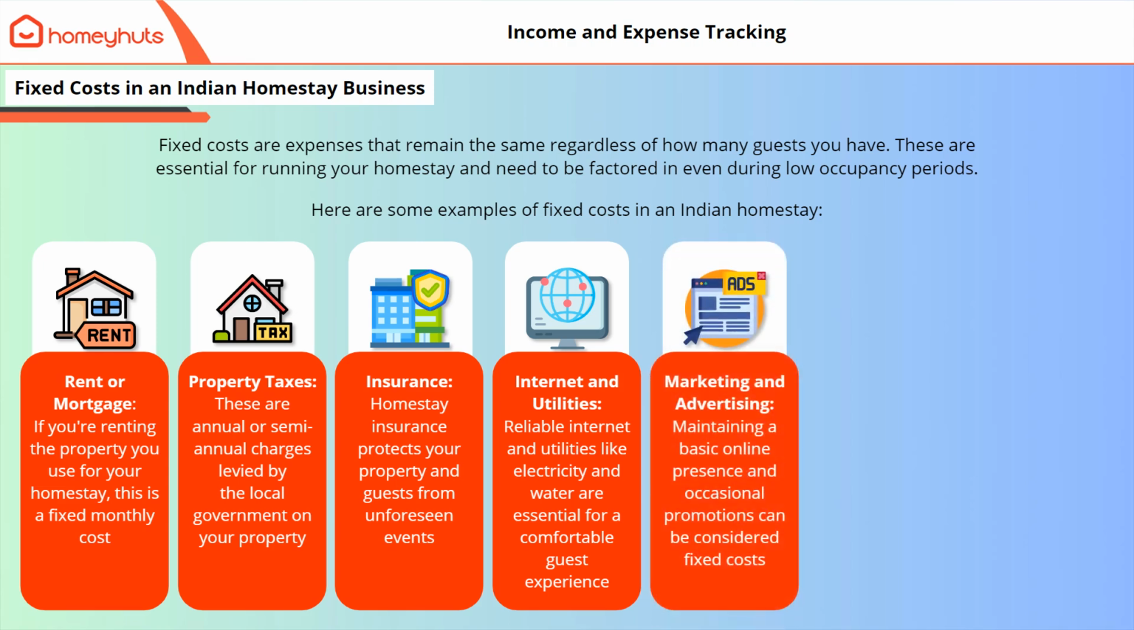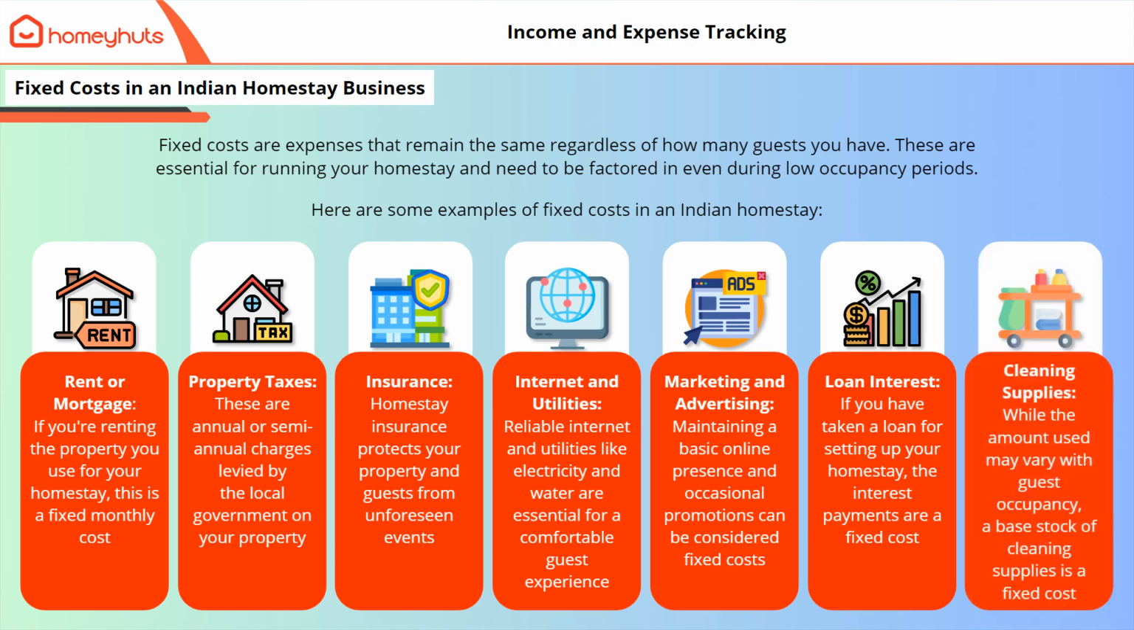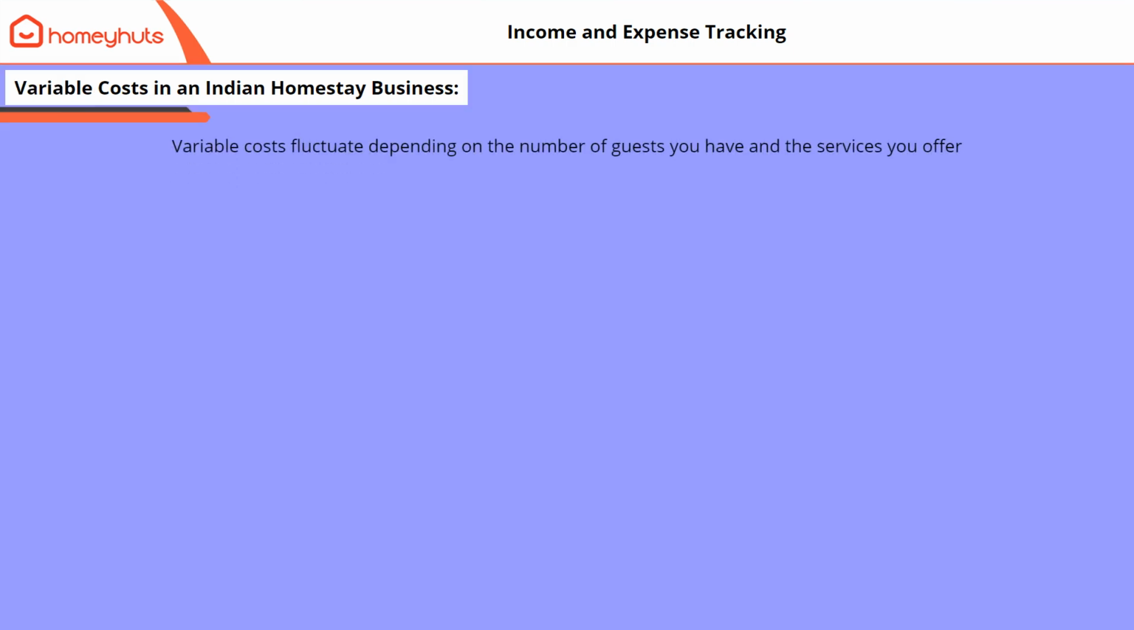Marketing and advertising. Maintaining a basic online presence and occasional promotions can be considered fixed costs, though some marketing strategies might be variable. Loan interest, if applicable. If you have taken a loan for setting up your homestay, the interest payments are a fixed cost. And cleaning supplies. While the amount used may vary with guest occupancy, a base stock of cleaning supplies is a fixed cost. Variable costs fluctuate depending on the number of guests you have and the services you offer.